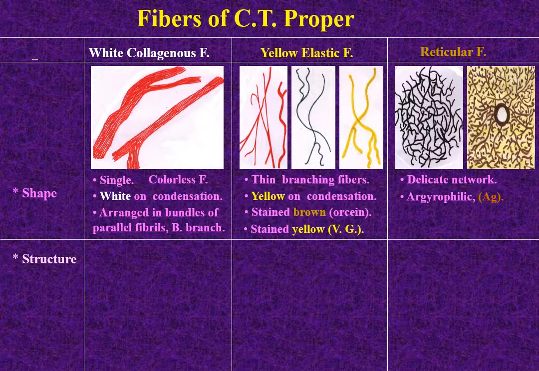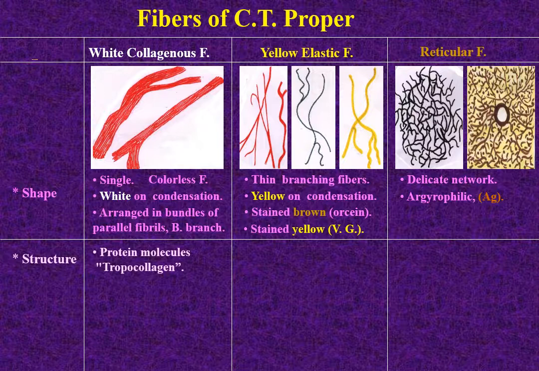Structure. White collagenous fibers are made of protein molecules called tropocollagen and possess cross striations under the electron microscope due to overlapping of tropocollagen molecules and precipitation of heavy metals in this region.